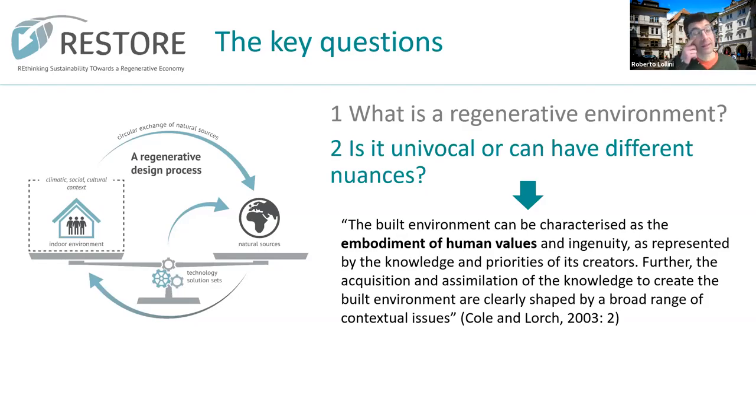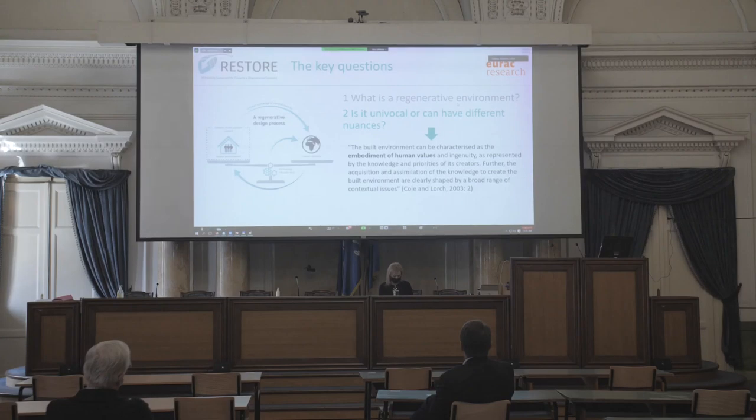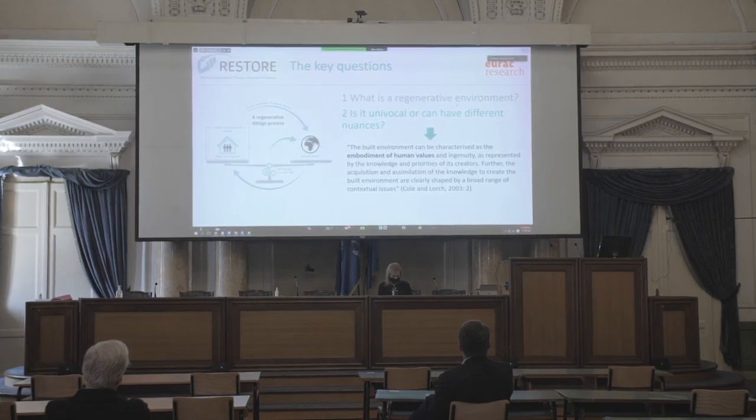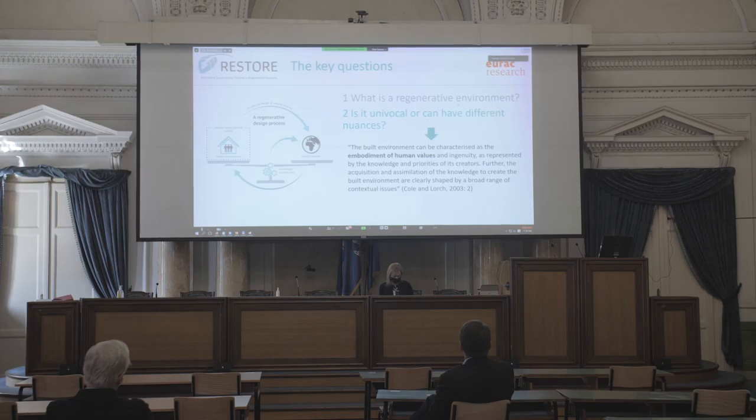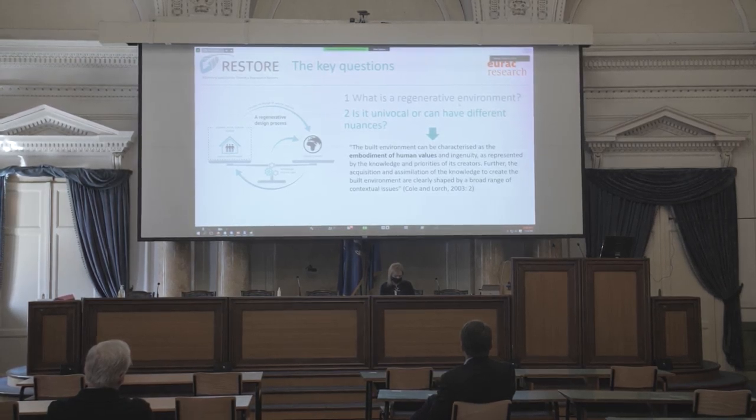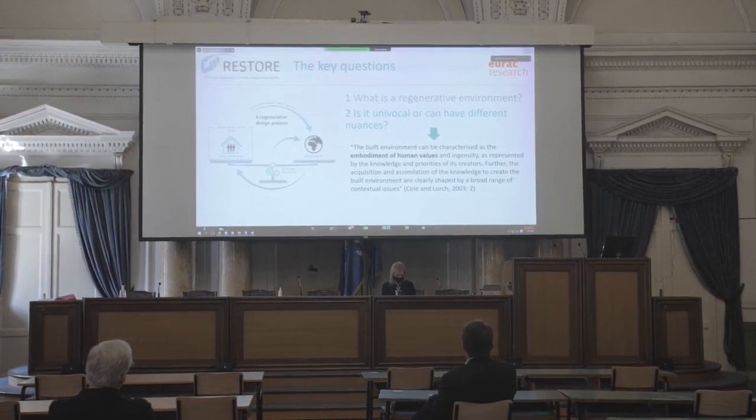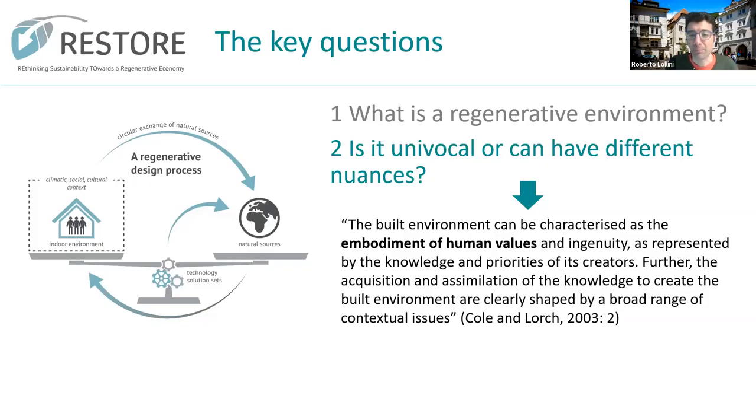Second question: is it something fixed and univocal, or can it have different nuances? And of course, the answer is that it depends on the context. It depends on the kind of occupants and the background of the occupants and so on and so forth. So, as I reported in a slide, I think this statement by Cole and Lorch is quite representative of the concept I'm trying to explain.